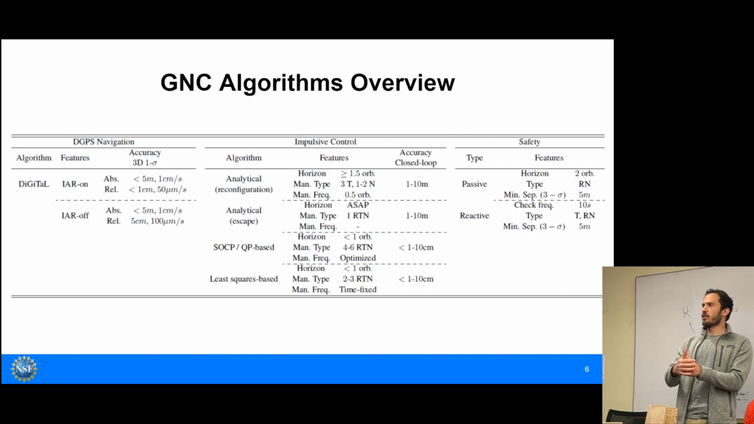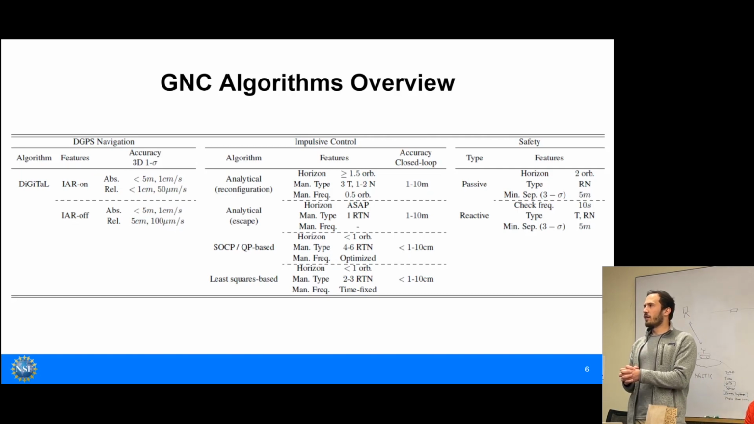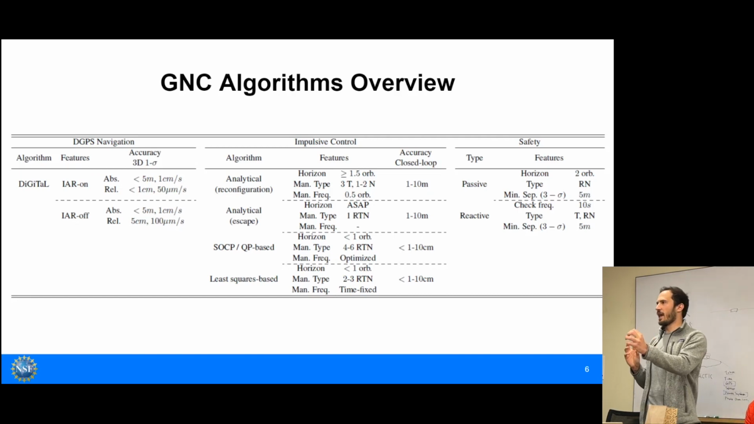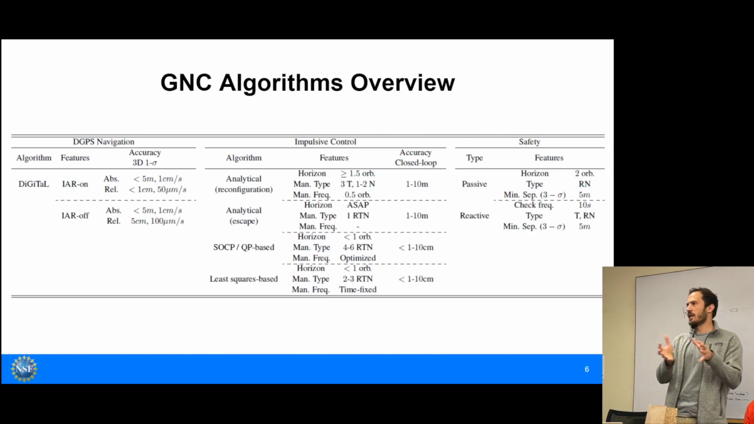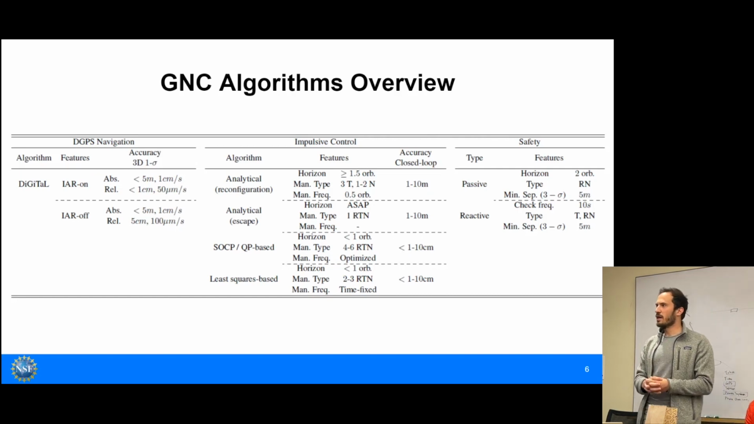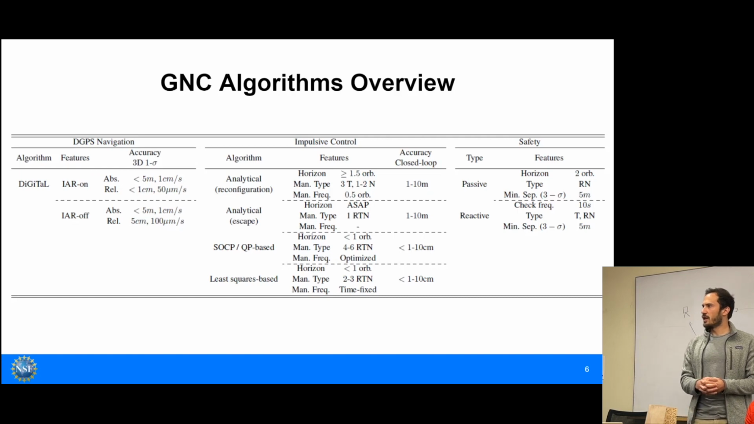Whereas when integer ambiguity resolution is off, obviously we won't be capable of formation flying and aligning at such high accuracy, but we will still be capable of, for example, station keeping during standby mode, when we're really going to focus on, for example, downlink and other operational needs.